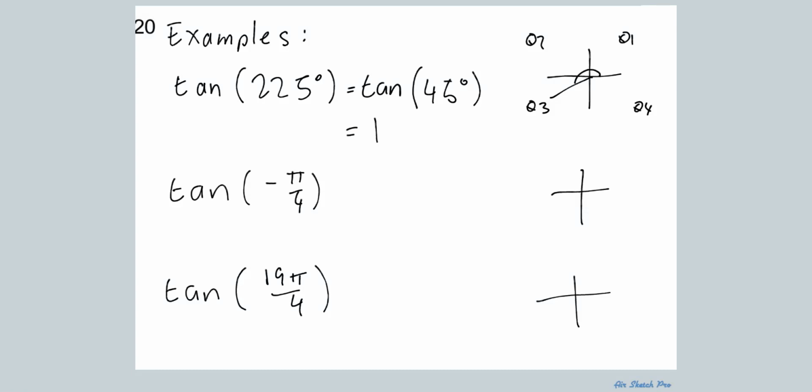Is that okay? Next one, tan of negative pi on 4. So I'm really saying tan of negative how many degrees? 45 degrees. So here, I draw it into my diagram. So there's negative 45 degrees there. That's negative pi on 4. I should label my angle.